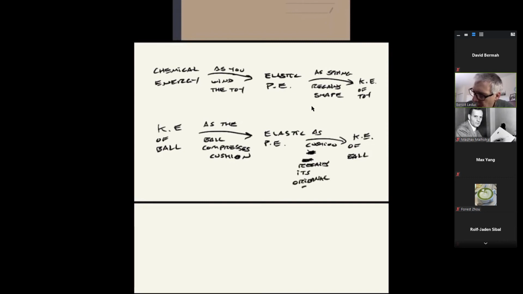All right, good. Excellent. So kinetic energy here. Yes, Madhav. Kinetic energy comes in, compresses the cushion, which is like an elastic, storing elastic potential energy, regains, and then transfers back into the ball. Would you ever see a situation where kinetic energy turns into other kinetic energy, or is there always kinetic energy to potential and then back to kinetic?